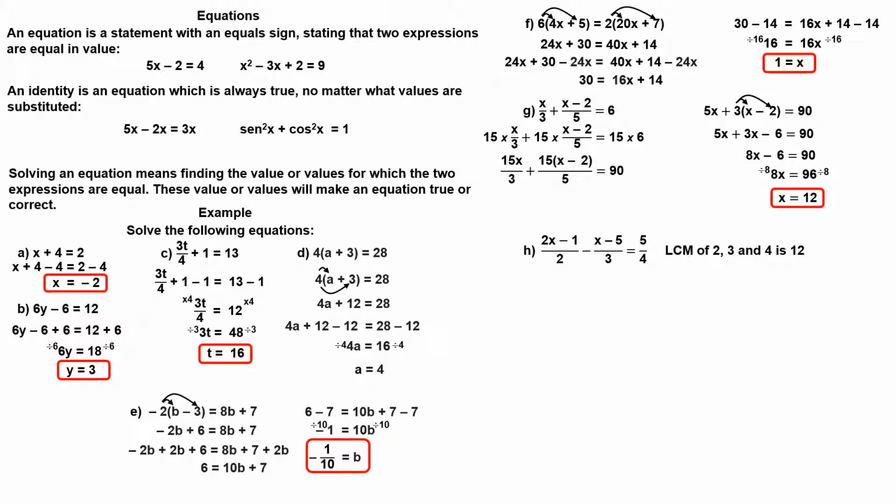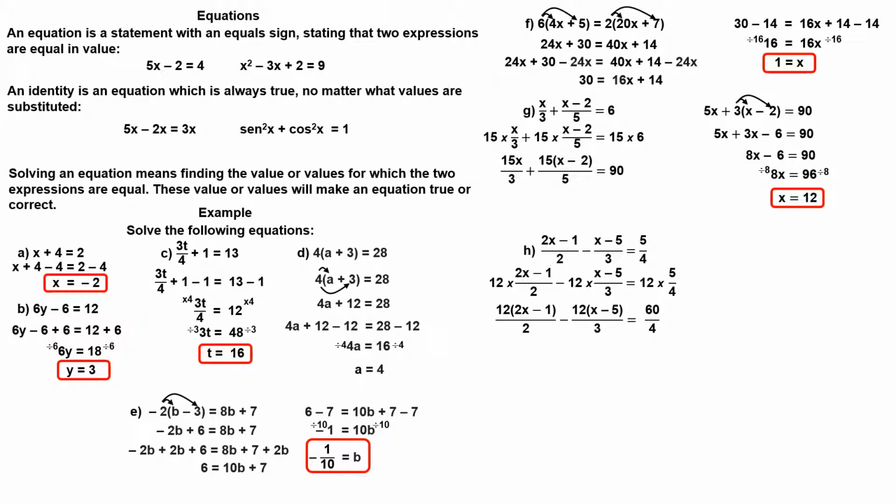Multiply both sides of the equation by the lowest common multiple of denominators. Each denominator will divide into its multiple. Expand the brackets.